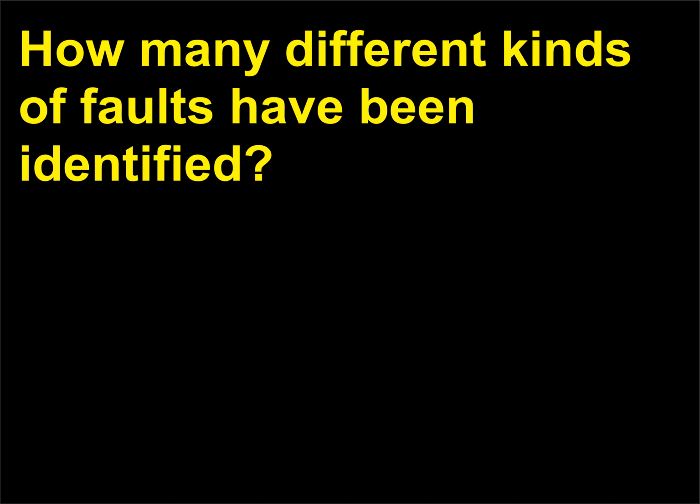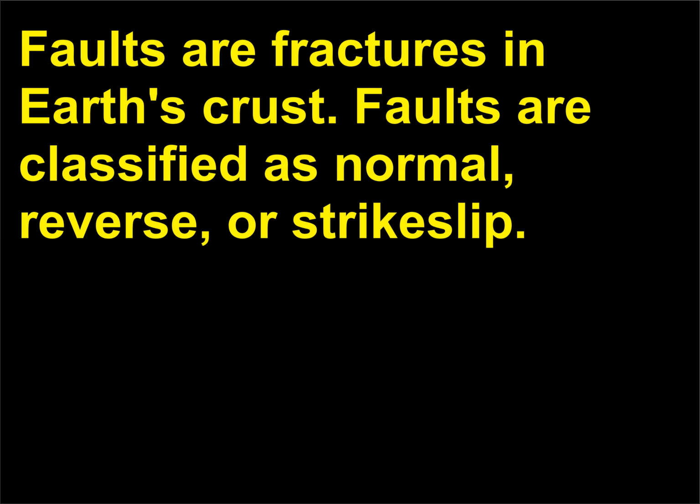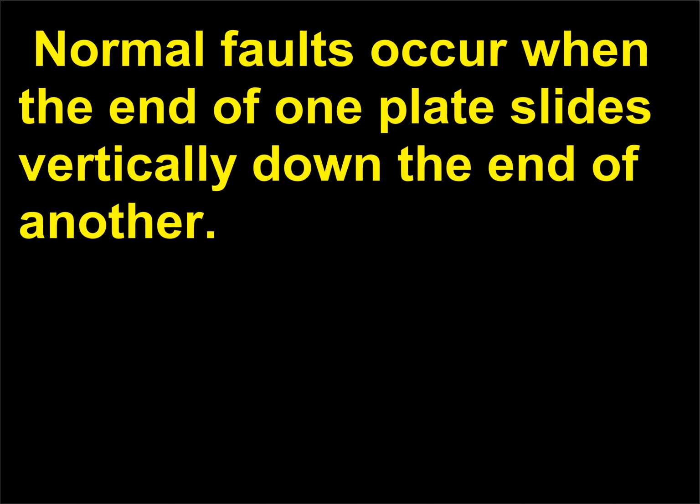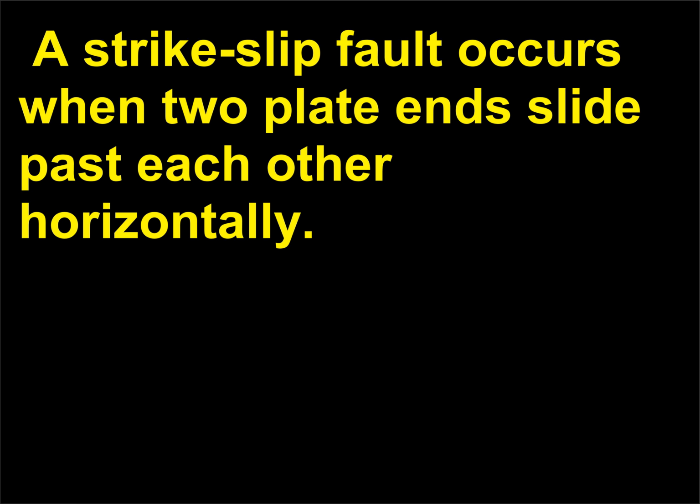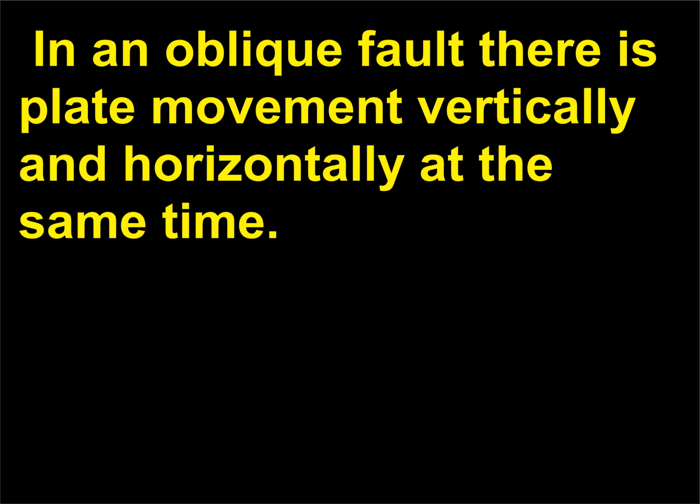How many different kinds of faults have been identified? Faults are fractures in Earth's crust. Faults are classified as normal, reverse, or strike slip. Normal faults occur when the end of one plate slides vertically down the end of another. Reverse faults occur when one plate slides vertically up the end of another. A strike slip fault occurs when two plate ends slide past each other horizontally. In an oblique fault there is plate movement vertically and horizontally at the same time.